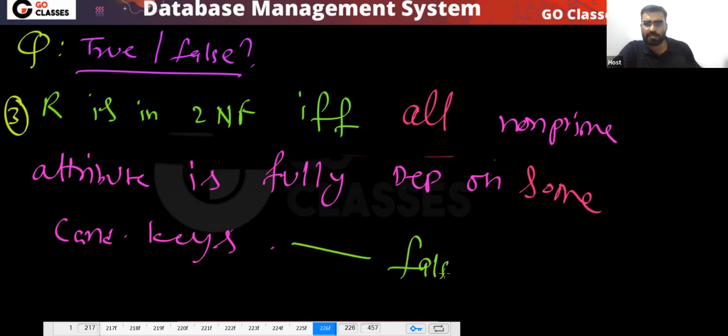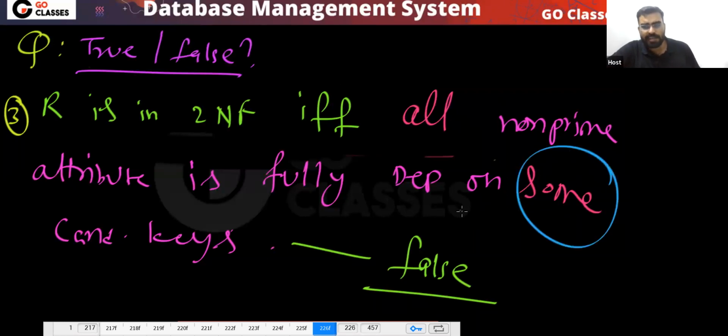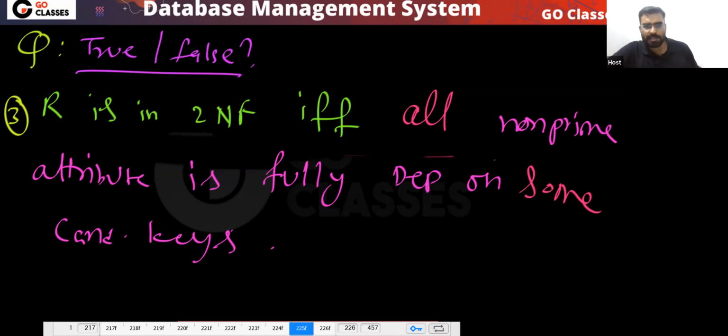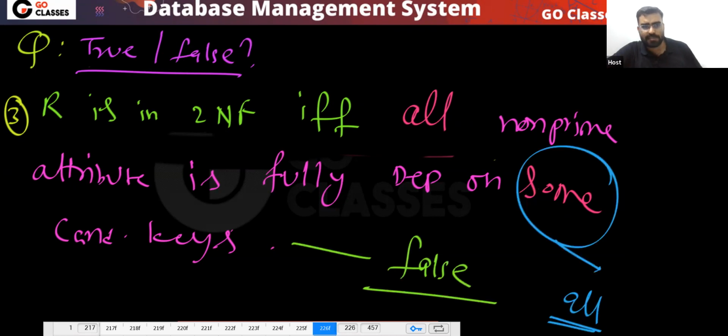Now also this is false. Because what this statement is saying is all non-prime attributes are fully dependent on some candidate key. This is the problem. It must be fully dependent on all candidate keys. So all non-prime attributes must be fully dependent on all candidate keys. Is this clear?